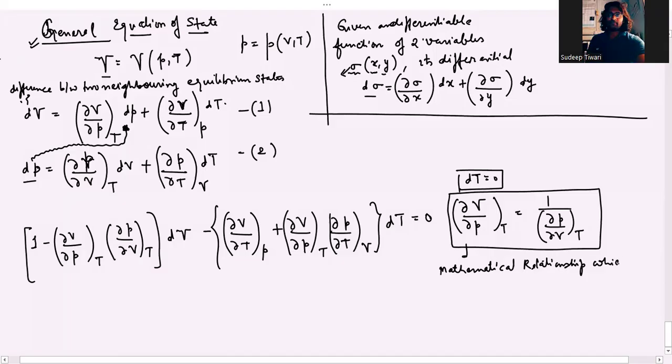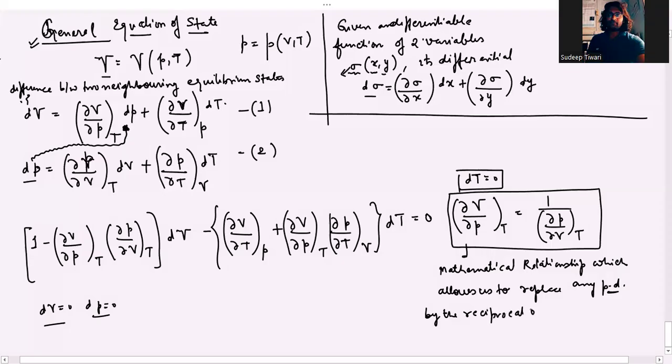which allows us to replace. So instead of dT, you can also do this thing, if you place dV equal to 0, and if you place dP also equal to 0. So what will you obtain? You will obtain a mathematical relation which allows us to replace any partial derivative (PD means partial derivative) by the reciprocal of the inverted derivative with the same variables.